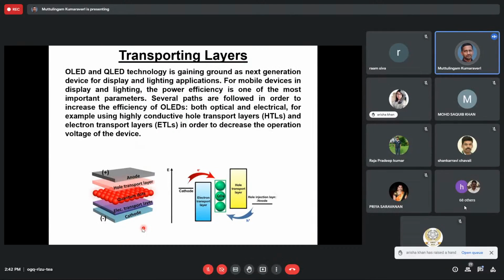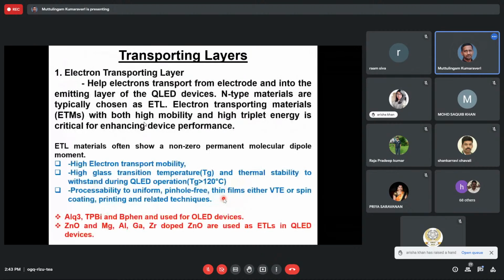Hole mobility and high electron mobility, then we can get a good performance device. We have already talked about this: how electrons and holes recombine and emit at the emissive layer. Here the emissive layer is the quantum dots.